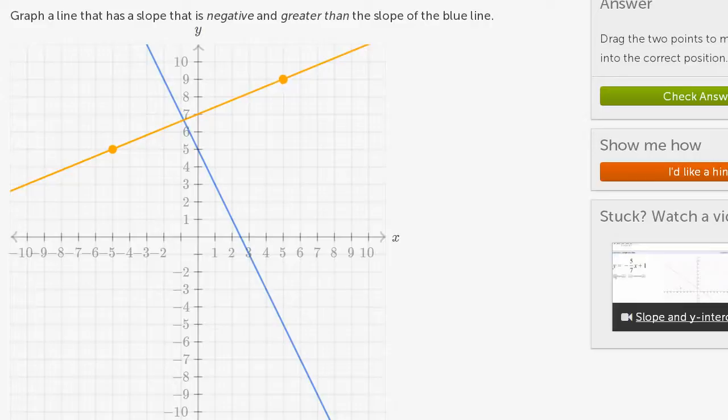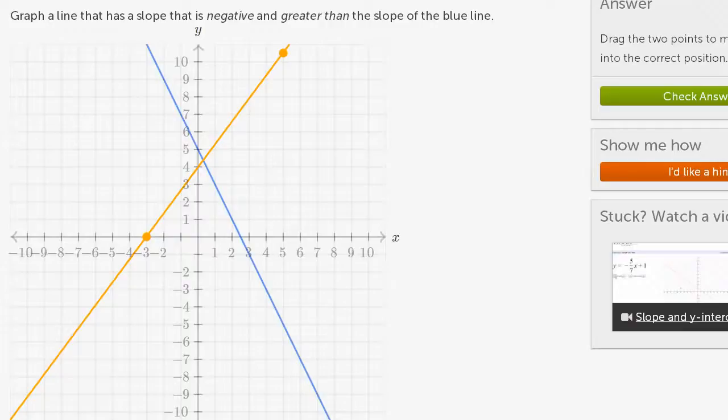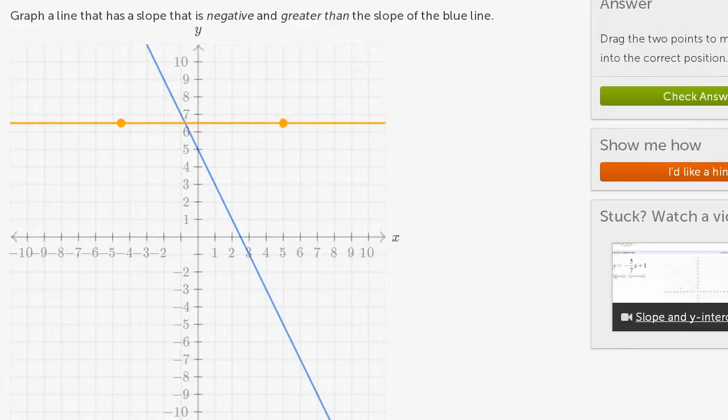This has an even more positive slope. This has an even more positive slope. As x is increasing, the y value is increasing really fast. This line is going up really fast as we move towards the right. So it's a very positive slope. This is less positive, less positive. This is a zero slope. And then this is a negative slope.